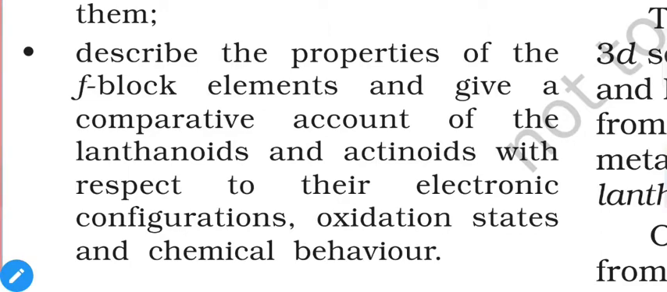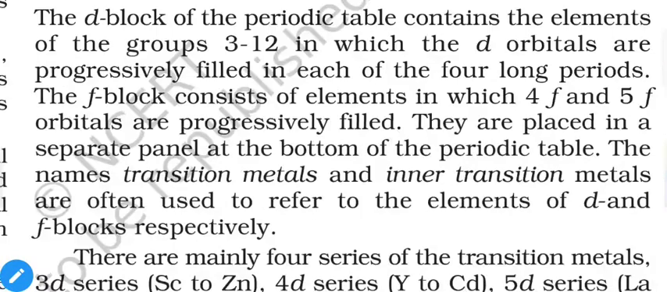Now lanthanoids and actinoids are two different series of f block elements. You will notice in the f block we have two different periods, and the first period is known as lanthanoids, named after the first element of that series, lanthanum, and similarly the second series is known as actinoids, named after the first element of the series, actinium. So now let's start with our introduction portion.